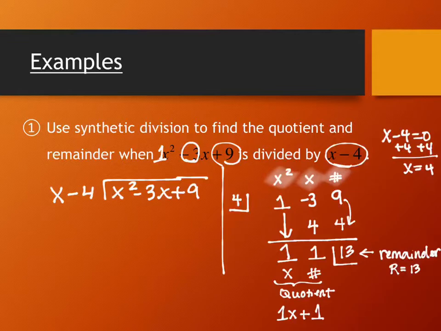Now, it didn't actually ask me to write this out, but I want you to see what you have. I mean, you have this other random piece. What does it mean? Because other problems will ask you. Your quotient is x plus 1. Your remainder is 13.